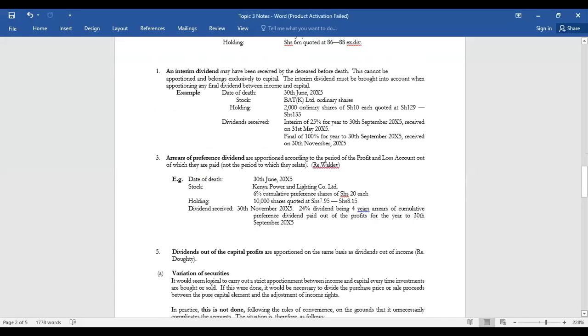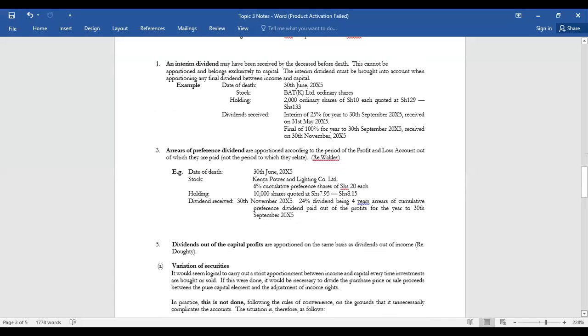Well, now we have a case of interim dividend. Now, interim dividend may have been received by the deceased before death. This cannot be apportioned and belongs exclusively to capital. Why do you think this is the case, that this cannot be apportioned and belongs exclusively to capital?